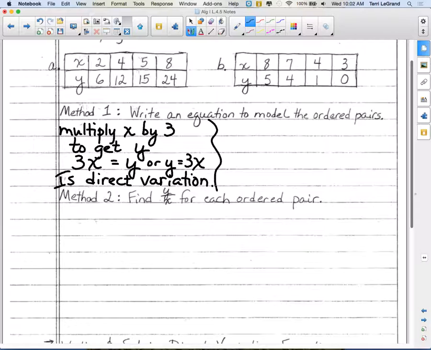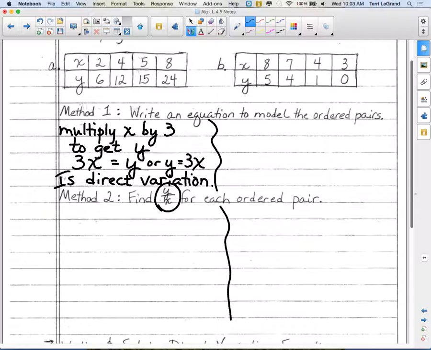Okay, we're just going to put a little division line here because we're going to right away do method 2 also on this one before we jump to letter B. They each are their own, okay? So the other method is this. In a direct variation, you should be able to put the y over the x every time from every ordered pair in that table. You should be able to put the y over the x, and every single time you should get the same number when you simplify it.